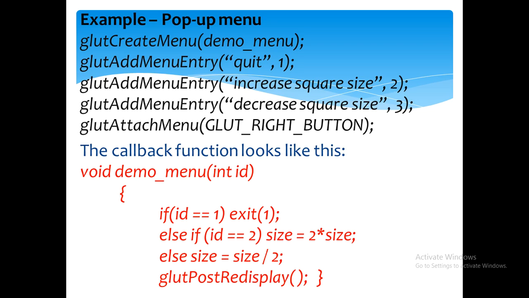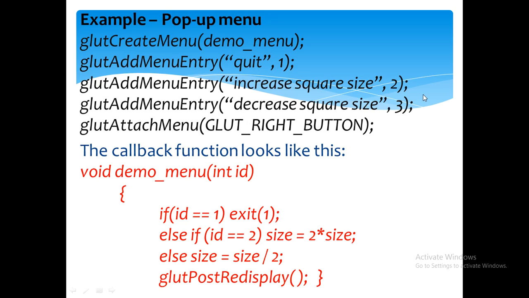Then which button you want to attach, after pressing which button, this quit, increase, decrease has to happen. After pressing which button of your mouse you want to do this action, you attach that button, that is glutAttachMenu, that is GLUT_RIGHT_BUTTON. Means all these 3 options have to happen if I press the right button of my mouse, once I go to quit like this in that menu, right?